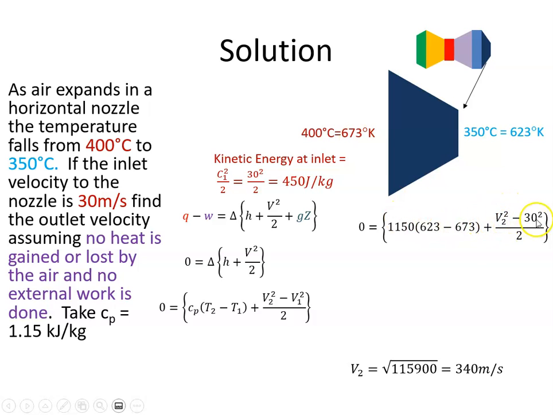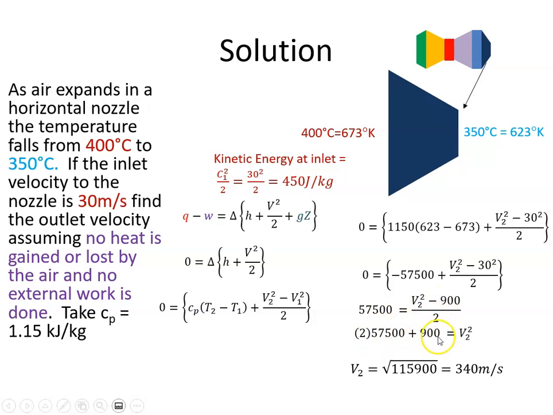we don't know what V2 is, and we know that V1 or C1 is 30 meters per second. Okay, so when I multiply this out, I get minus 57,500 joules, and I'm going to bring that across to this side. 30 squared is 900, and I'm going to multiply this by 2 and add on 900. So V2 squared is 57,500 multiplied by 2 plus the 900, which I bring across here. That works out to be 115,900. So V2 then is just the square root of 115,900, which is 340 meters per second.